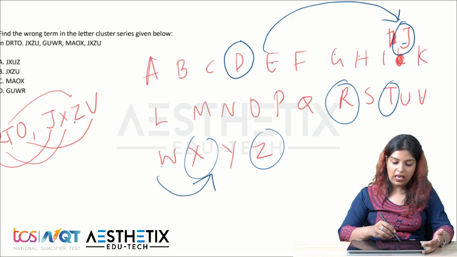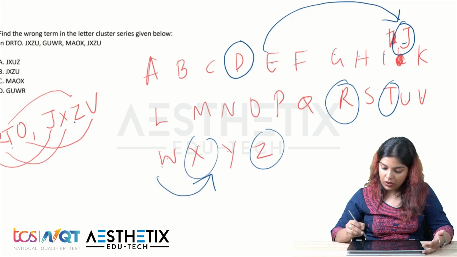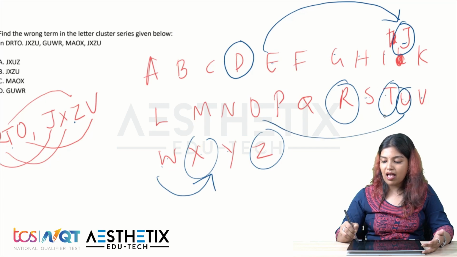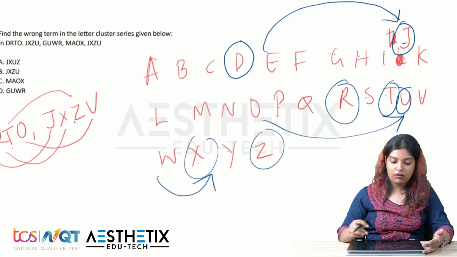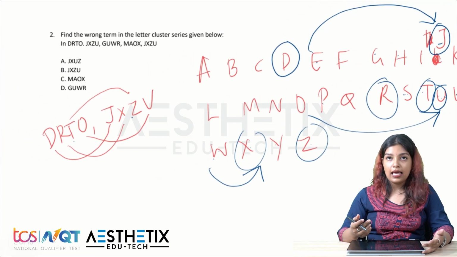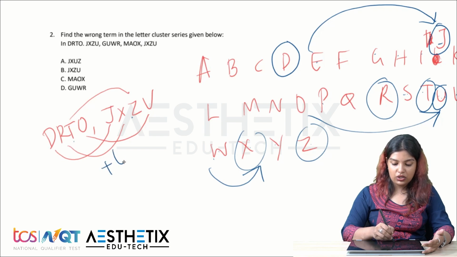It follows the same pattern, and O and U. 1, 2, 3, 4, 5, 6. So all of these are 6 letters ahead. The relation is direct, that is, all these letters are 6 letters ahead only. Okay, so that is the relation here.